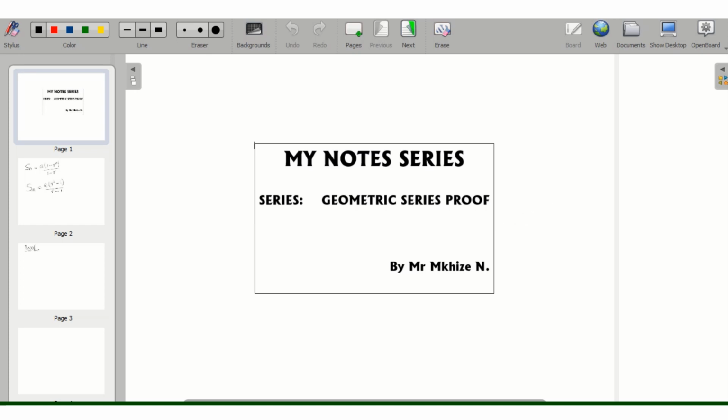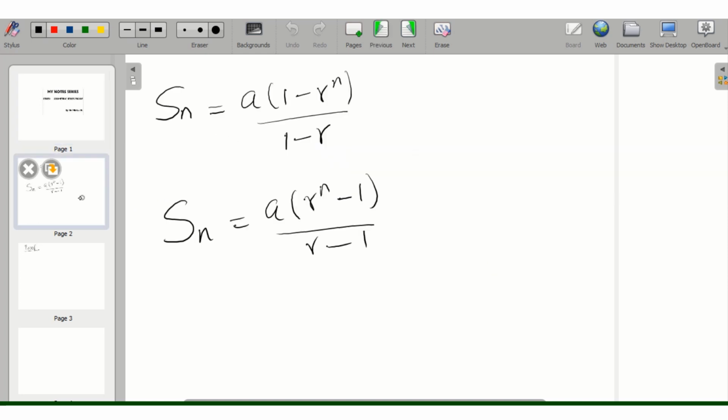Hello, so in this video I want to show you how you can prove the geometric series formula. So you have two possibilities. The first one is this one where you have 1 minus r to the n, and the second one is r to the n minus 1. And you need to make sure that whenever you are proving, you prove the correct one.